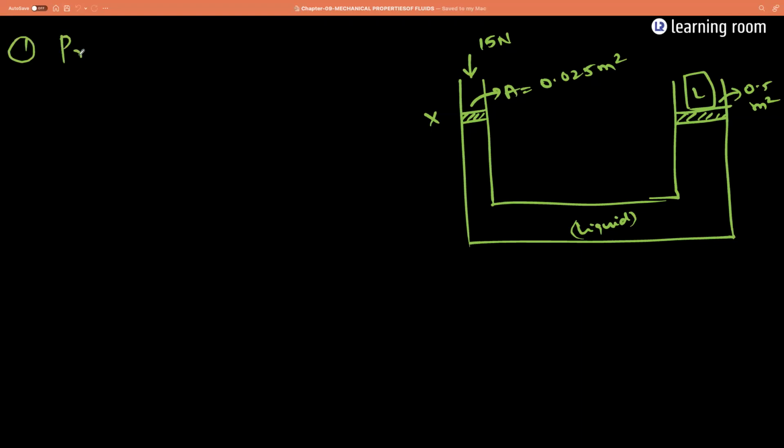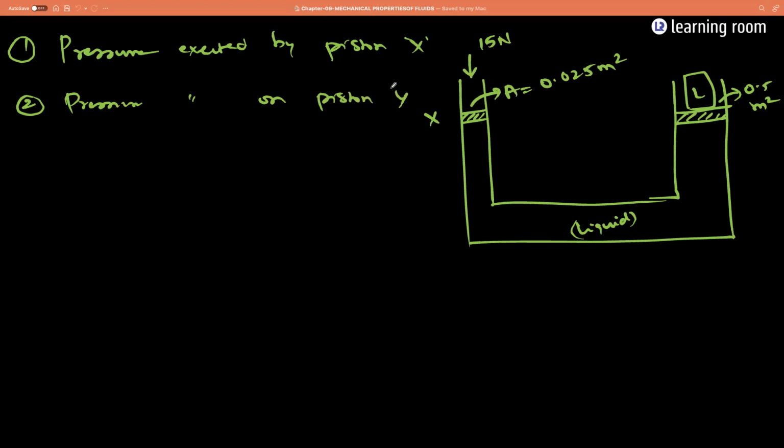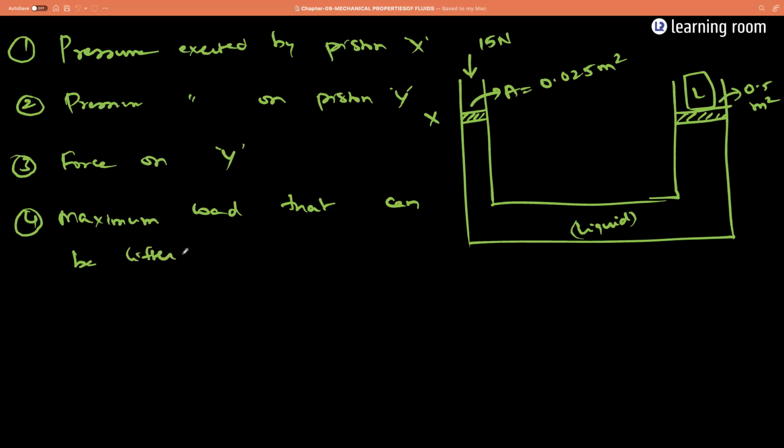So first, pressure exerted by piston X. Second, pressure exerted on piston Y. Third, force on Y. And fourth, the maximum load that can be lifted if piston Y weighs 50 Newton.